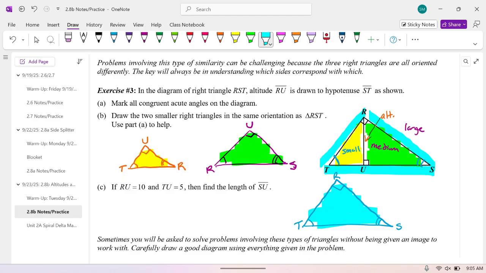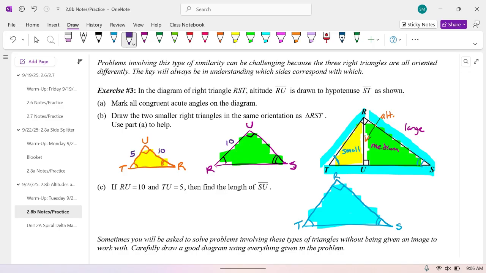So, for example, when we go to the next problem, RU is 10, TU is 5. So I'm going to label on every triangle that I have where I have RU and TU. So I have a TU on the small one and an RU on the small one. So that would be 5. This would be 10. I only have an RU on the medium one. So that would be 10. And I don't have either on the blue one. All right.